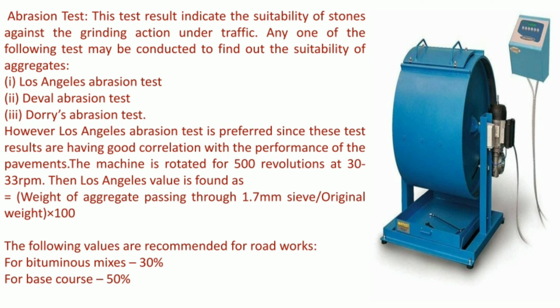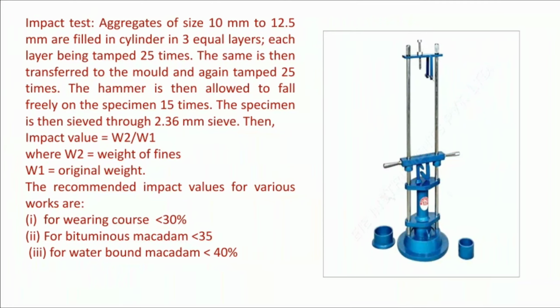The sample is put in this machine and rotated for 500 rotations, and the sample is then again sieved with the help of a 1.7 mm sieve. The sample passing through the 1.7 mm sieve is taken and the Los Angeles value is calculated as the fines weight upon original weight into 100. The following values are recommended for roadworks. For bituminous mix, the abrasion value equals 30% and for base course equals 50%.